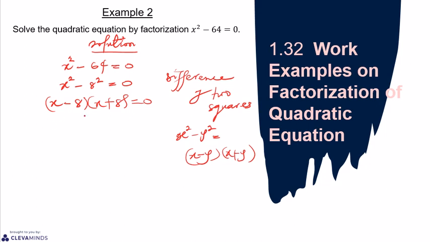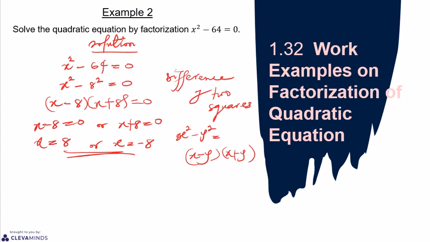Good. So the idea now is to solve this. Remember, when the product of two numbers or two algebraic expressions equals 0, one of them is equal to 0, or both of them are equal to 0. So let's see, x minus 8 equals 0, or x plus 8 equals what? 0. So we have x equals what? 8, or x equals negative 8. So this is a way of solving it.